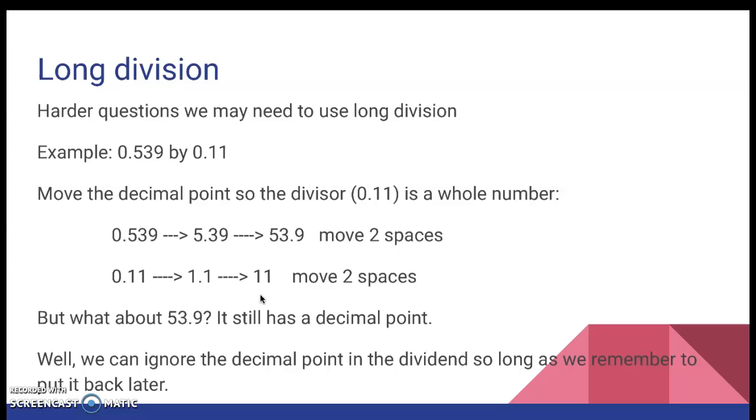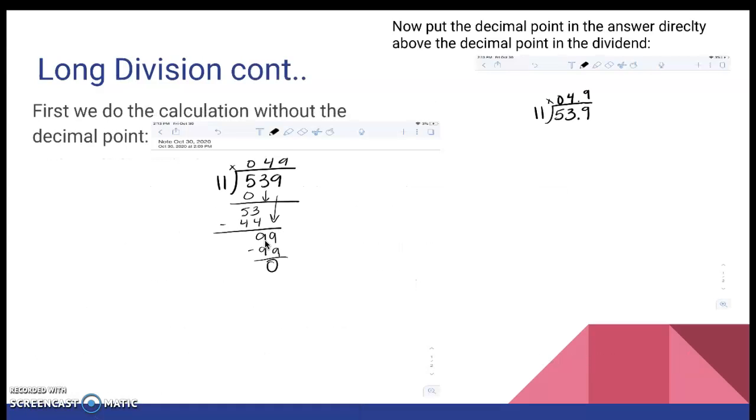And that might not make a whole lot of sense right now, but I'm going to go through an example of this multiplying this to show you how it will make sense later on. So, long division, we're going to first do the calculation like we were talking about in the slide before without the decimal point. So we were doing 53.9 divided by 0.11, but we changed it to 11 divided by 539. So when we divide it out, solve it, we get the answer to be 49.